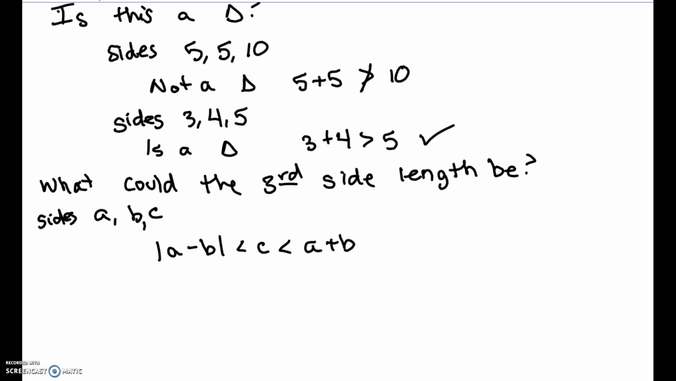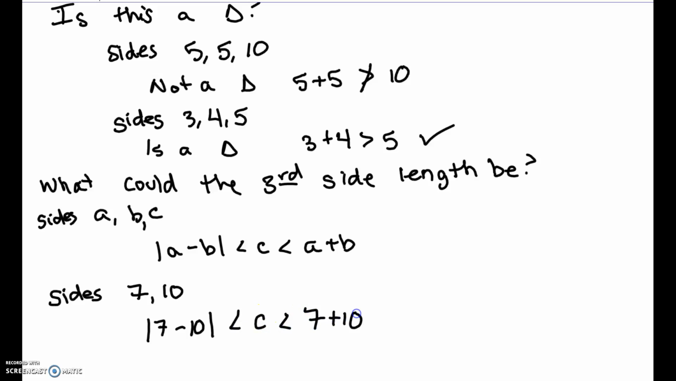So for example, let's say I've got sides of 7 and 10, and I want to find my third side. Well, the absolute value of 7 minus 10, that should be, goodness, that was a mess, guys. 7 minus 10 must be less than the one side, which must be less than 7 plus 10. So possible side lengths are between 3 and 17. That's all you have to do. Those are the side lengths that would work to create a triangle.